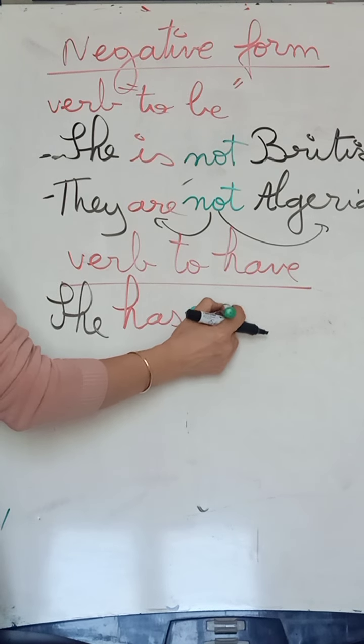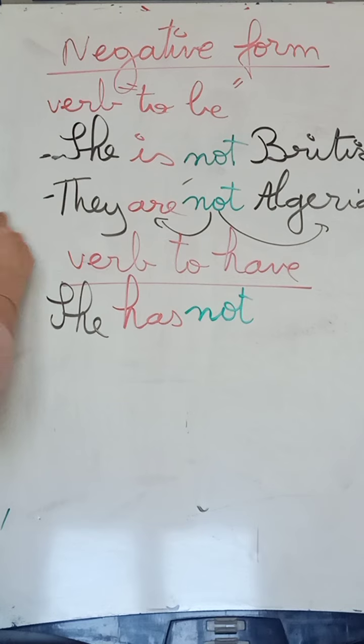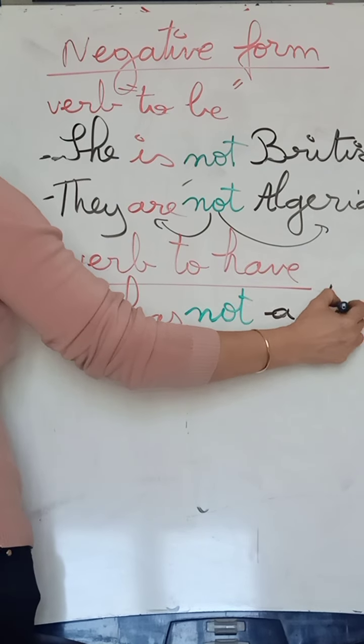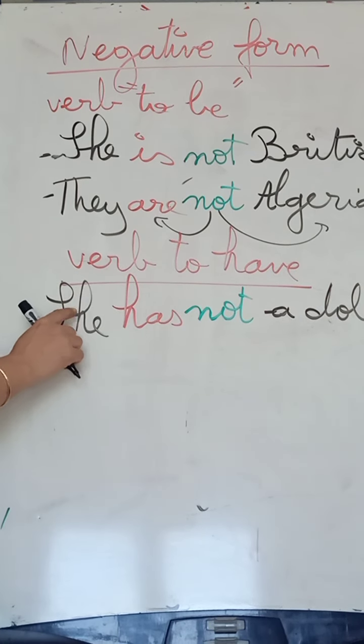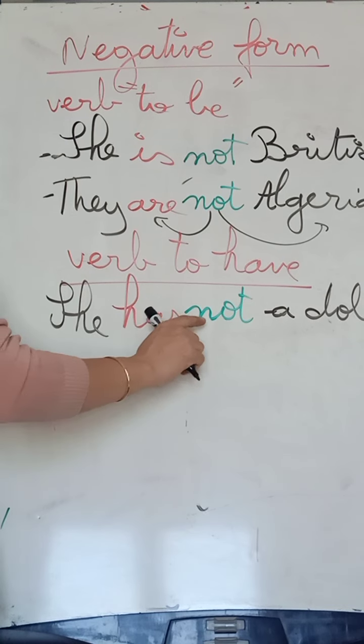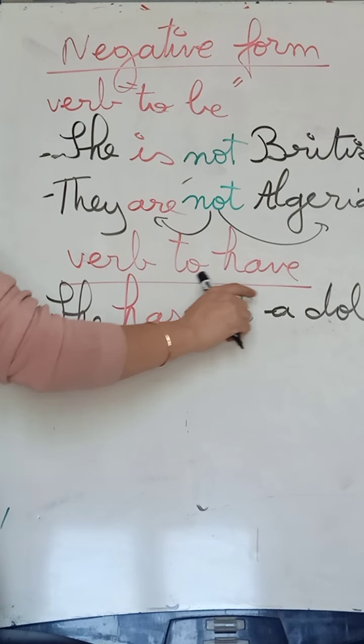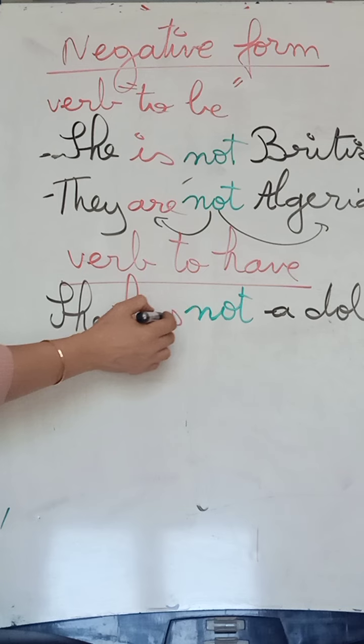She has not a doll. Elle n'a pas de poupée. ما عندهاش. Doll veut dire poupée.